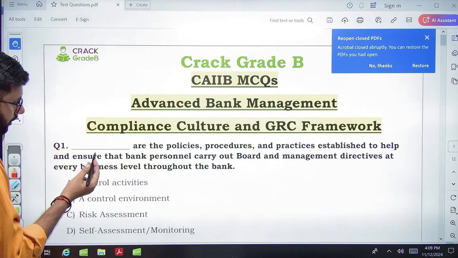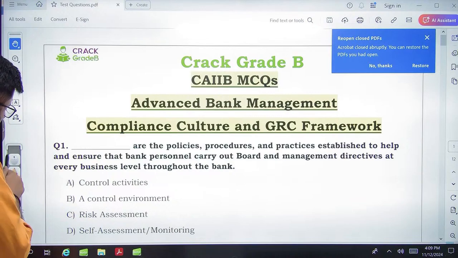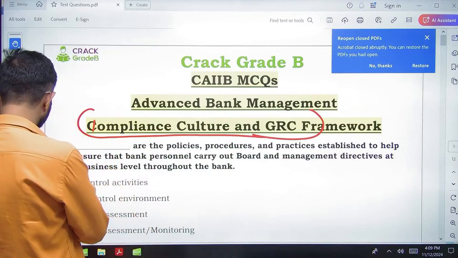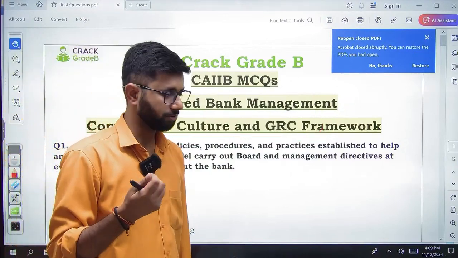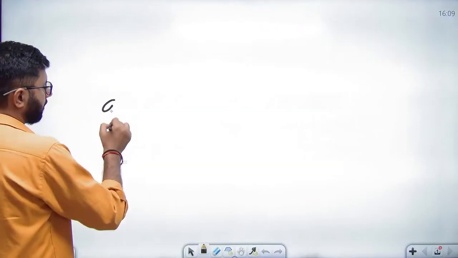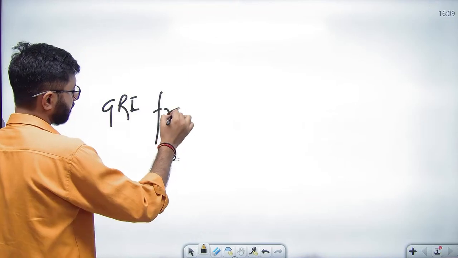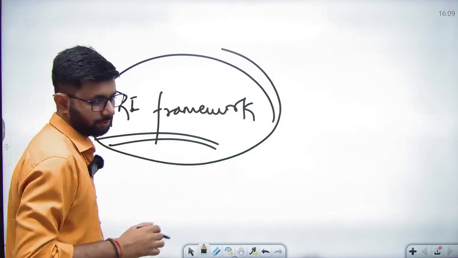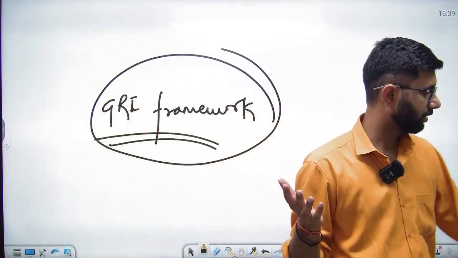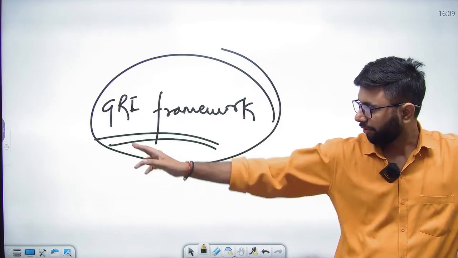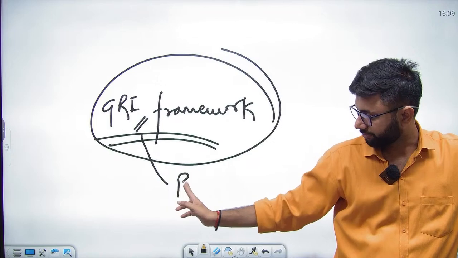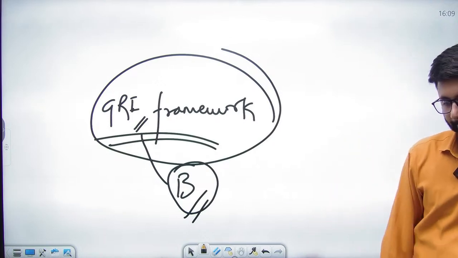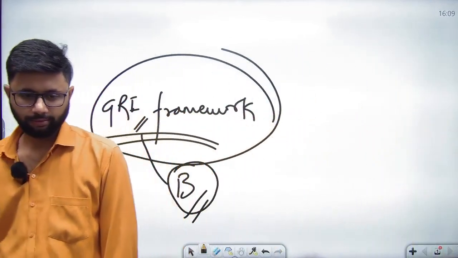Okay, so let's start with the first session, with respect to compliance culture and GRC framework. Before doing MCQs, just like we always do, we try to understand the topic a little bit. So let's see what we mean by GRC framework, especially in the banking ecosystem. If I may ask, what do you mean by GRC? Can anyone tell? What is GRC in the banking ecosystem? What do you think GRC is all about? Anyone?